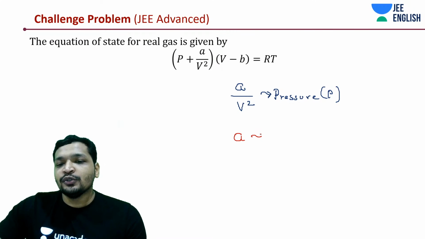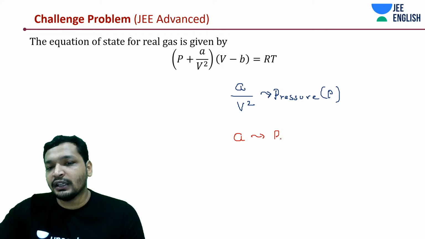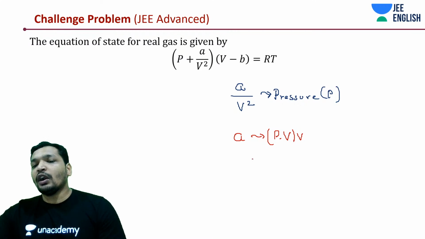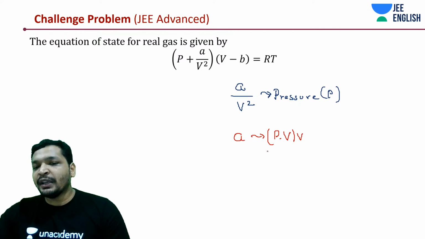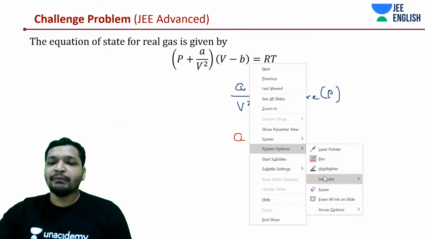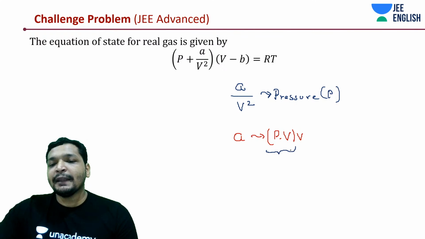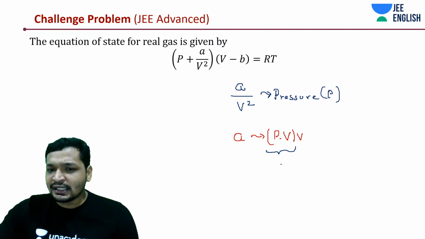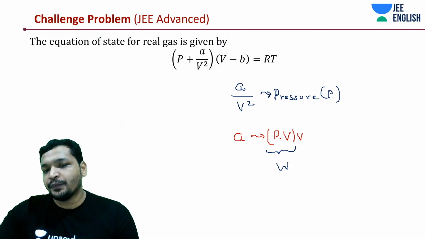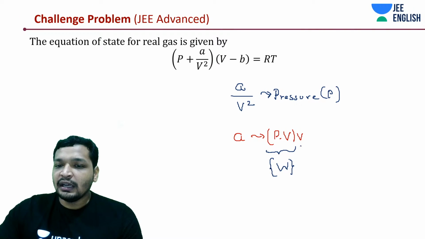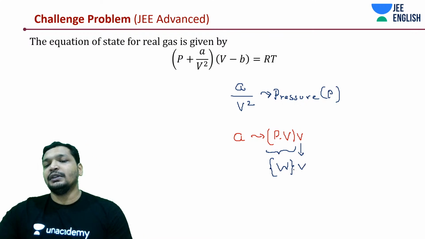That also tells you A should correspond to P into V square. Let's understand P into V into V. Why am I writing it down like this? What is P into V? P into V corresponds to something known as work done. Simply said, P into V corresponds to energy or work done, energy loss or work done on the gas, if you remember. And V you can just carry as V.